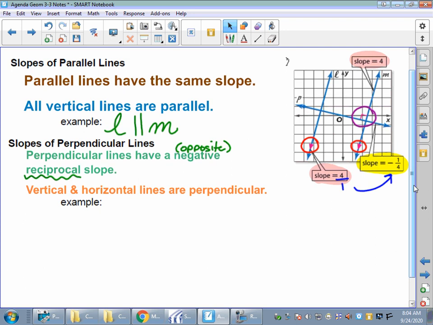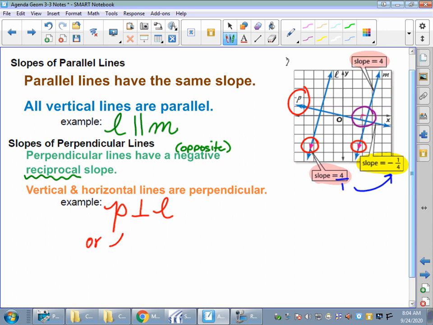So there's a symbol for this as well. So our example here, here's line P. I'm going to say that line P is perpendicular to line L. I could say P is perpendicular to M, whichever one you prefer. So we're going to do things with those same slopes for parallel and opposite reciprocals for perpendicular. So you need to kind of understand what those mean and what they are. So watch for those two things.